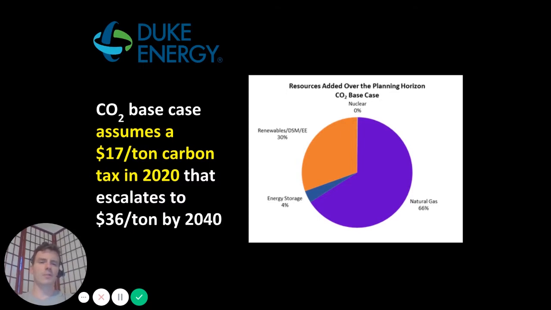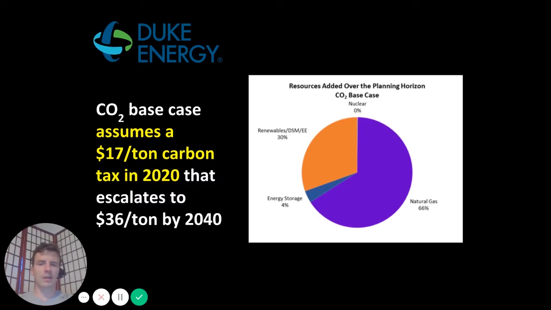You can see from this pie chart that most of it is projected to come from new natural gas power plants, about 66%. 30% is expected to come from a combination of renewables, demand side management, which would be demand response, and energy efficiency. And then a very small percentage, 4%, is expected to come from energy storage.